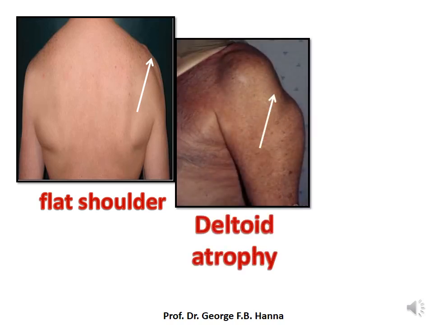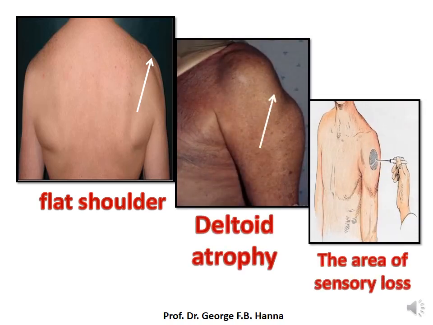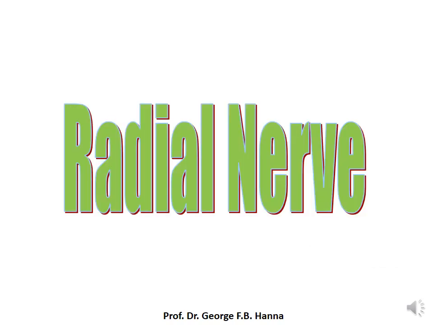This is deltoid atrophy. And this is the area of sensory loss over the lower half of the deltoid muscle. We're done with the axillary nerve. Let us move to the radial nerve.